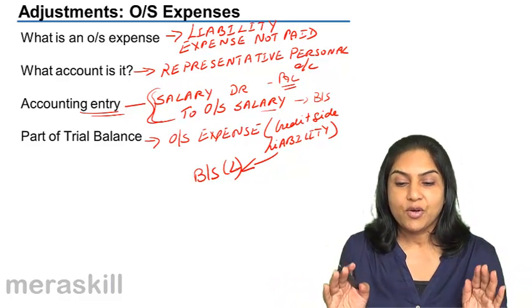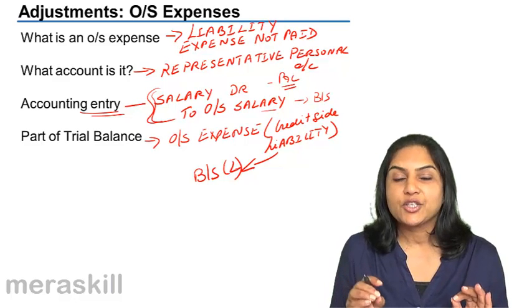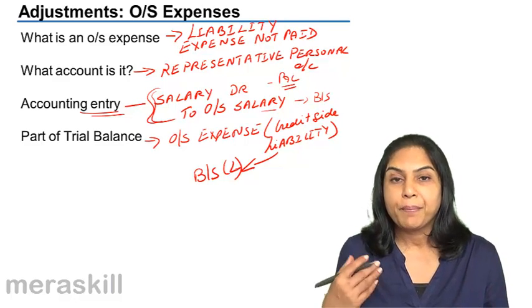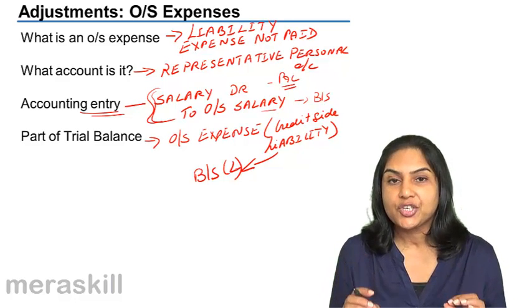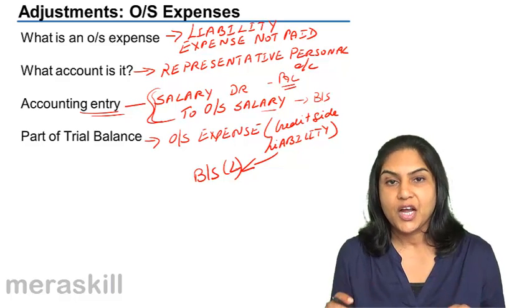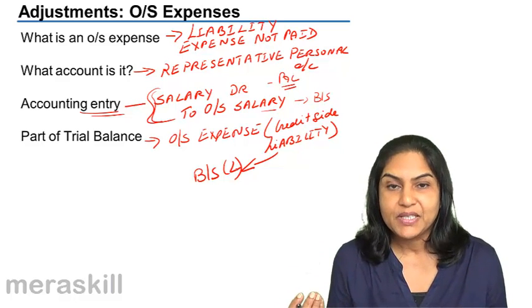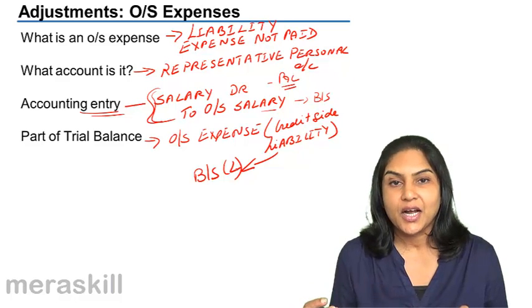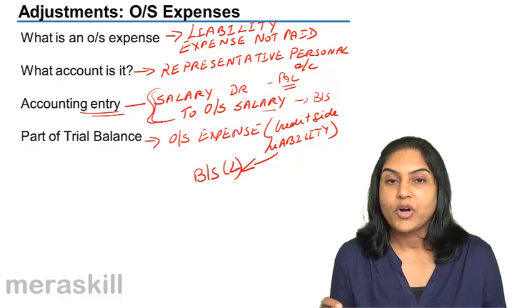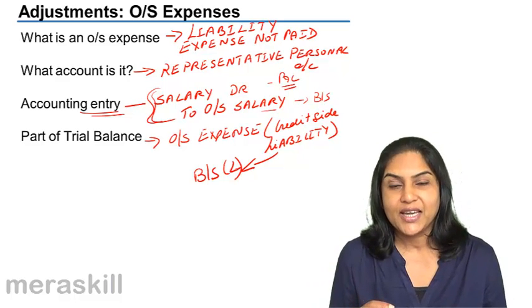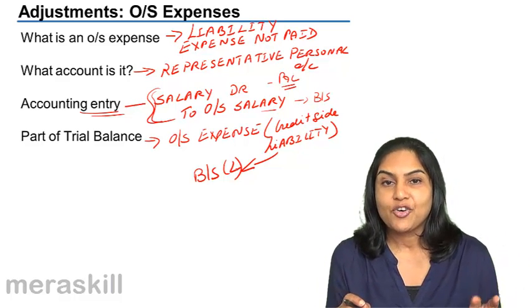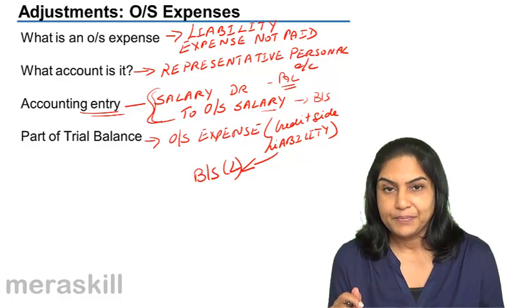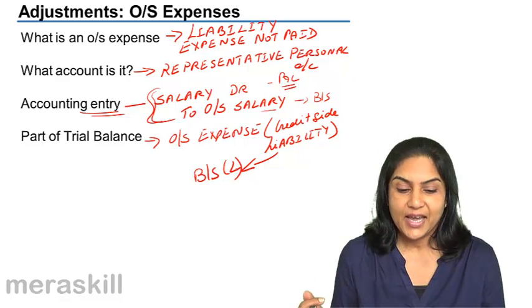So what is an outstanding expense? Expense at the end of the year, due, payable but not yet paid. That is an outstanding expense. What is the nature of this account? Since it represents the accounts of the person to whom some expense is payable, it is a personal account. It is known as a representative personal account. What is the entry with respect to an outstanding expense? We increase expense, we increase liability. Expense account debit to liability. What is the liability? To outstanding expense.